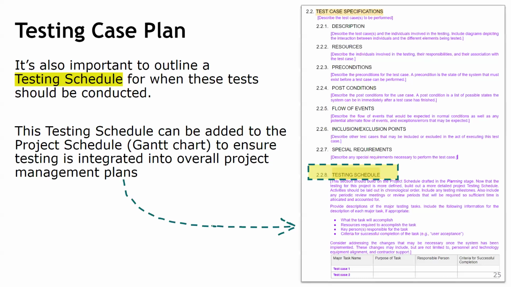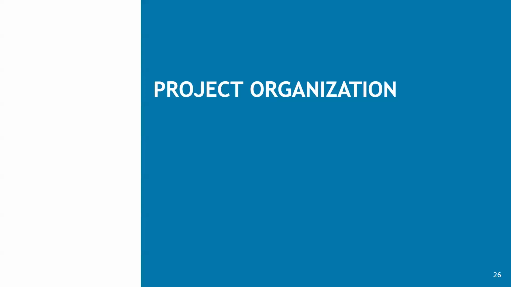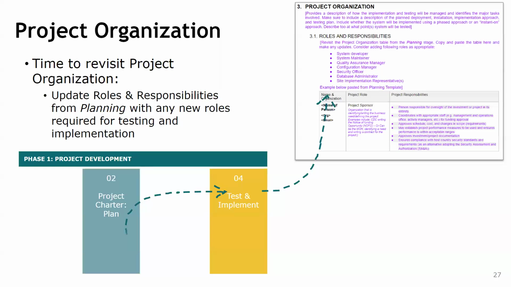Okay, so that's the testing part. And then as we are moving to this test and implement part, we need to go back to update our project organization chart, because now we are hiring new people for your testing. You will have your testers, you might have your QA manager, you might have your normal manual testers. If there's automation testing to be done, you might have your automation testers, and also planning again for things like implementation.